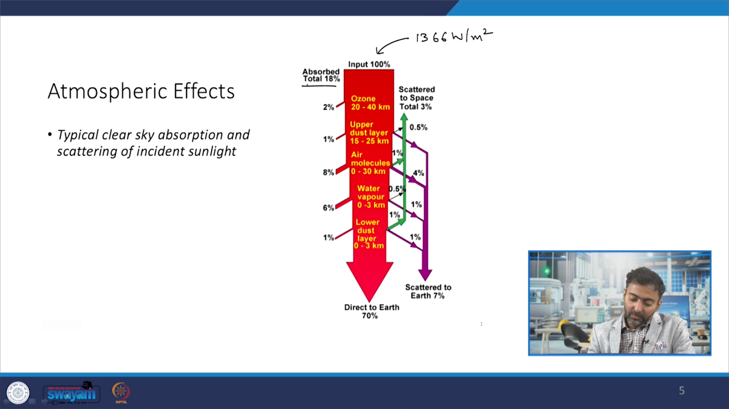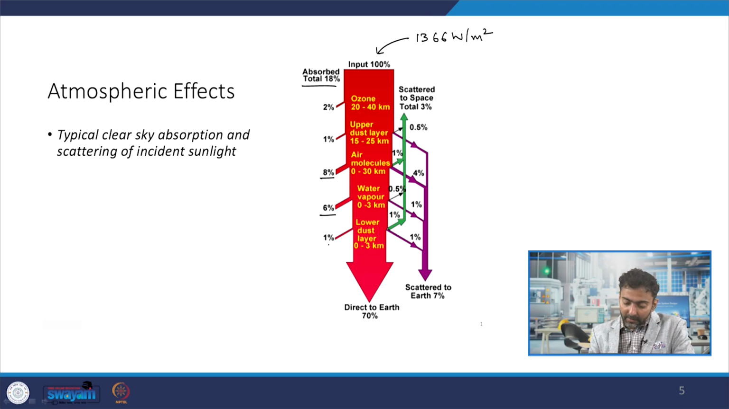The breakup is also given here. Highest absorption is by air molecules, which absorb almost 8% of the radiation, and this phenomenon happens in the entire height of the atmosphere from 0 to 30 kilometers. Next one is water vapor, which absorbs roughly around 6% of the radiation in the lower region of the atmosphere, from 0 to 3 kilometers.